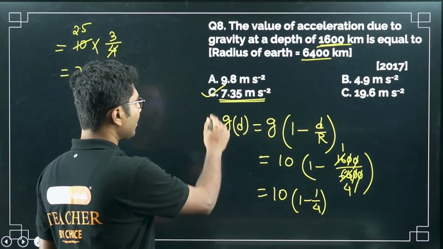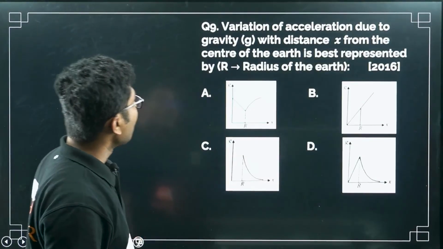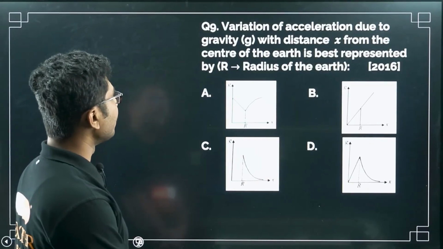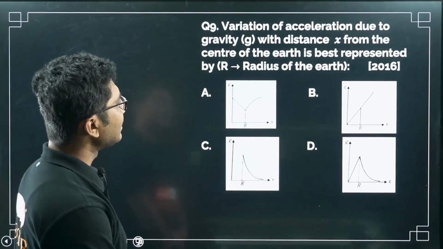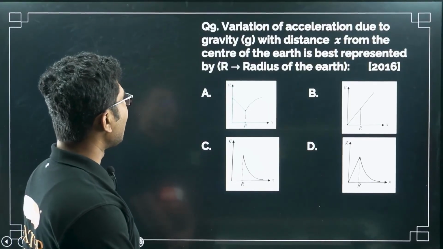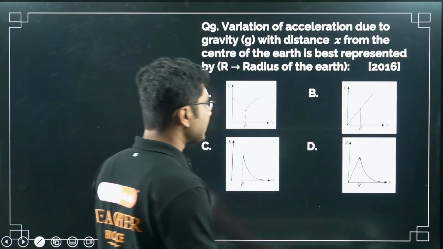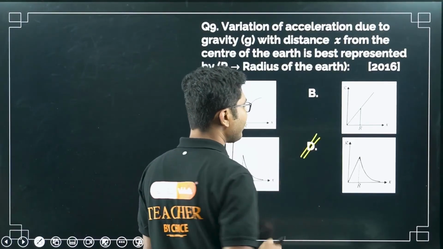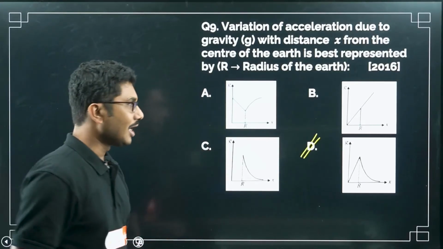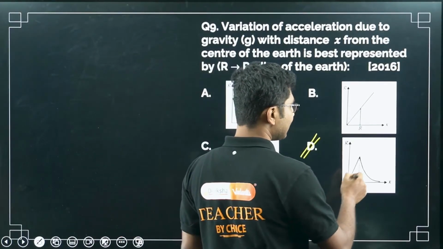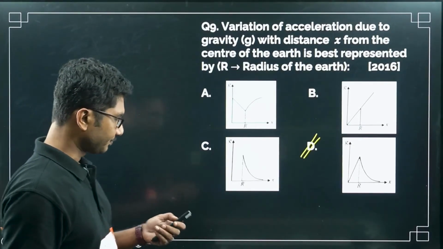If you remember the one formula, one question, right? Next. Variation of acceleration due to gravity with the distance x from the center of the earth is best represented, R is equal to the radius of the earth. Again the same question. So two questions came in previous years, only they have changed the graphs, right? So this is also very important. How is the gravitational acceleration changing? It is changing like this, right? This graph is more accurate.